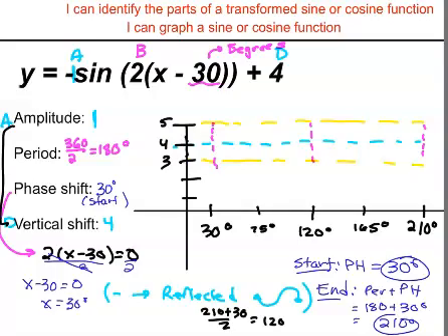And now I'm going to graph it. So this has everything in it. Well, the amplitude is just 1, but we still have to identify that. It has a different period. It has a phase shift. It has a vertical shift. And don't forget that it's negative.